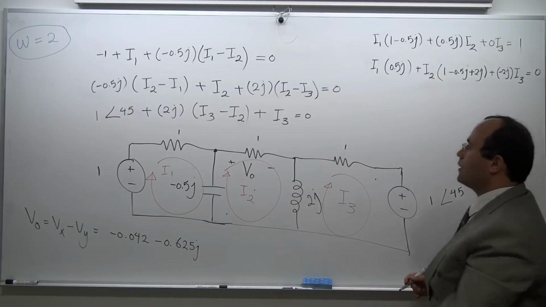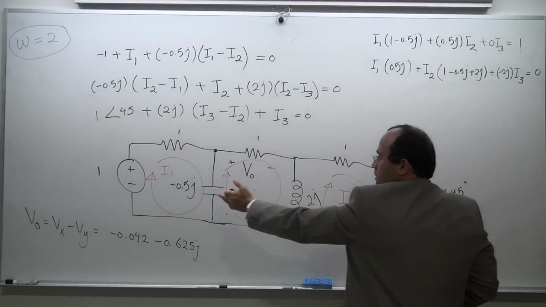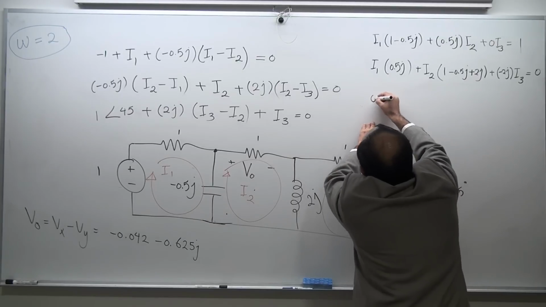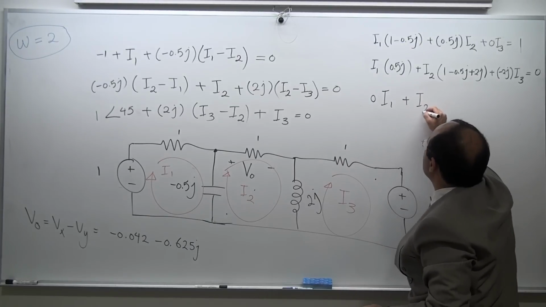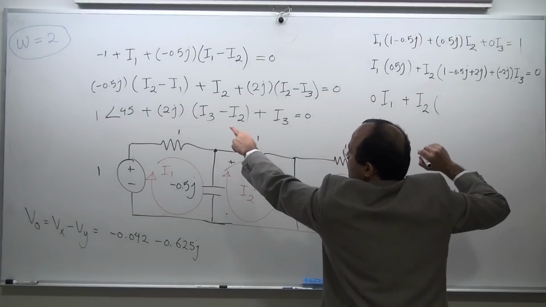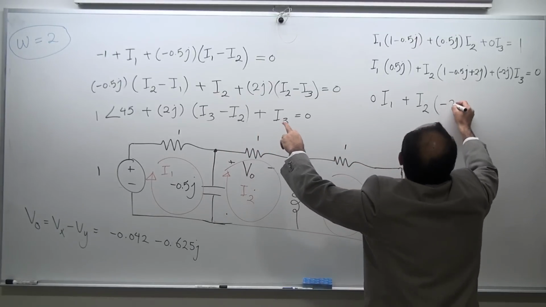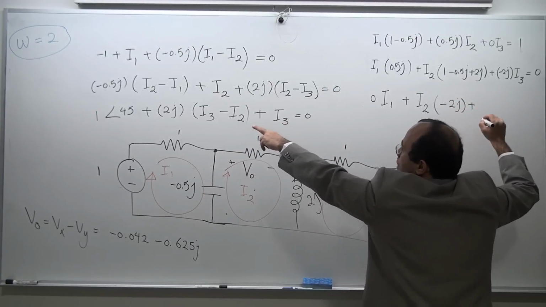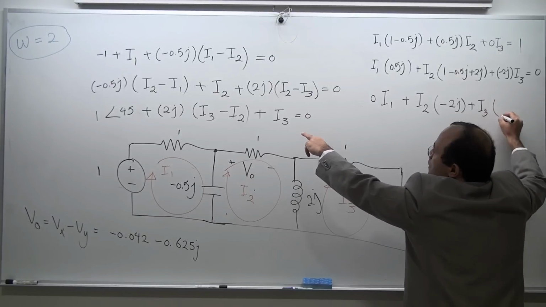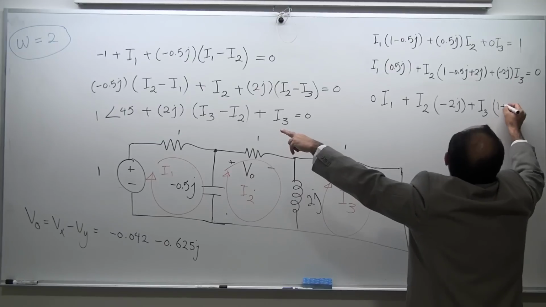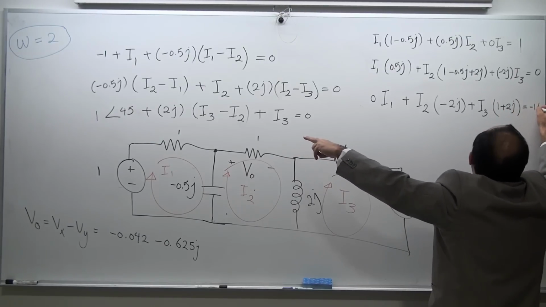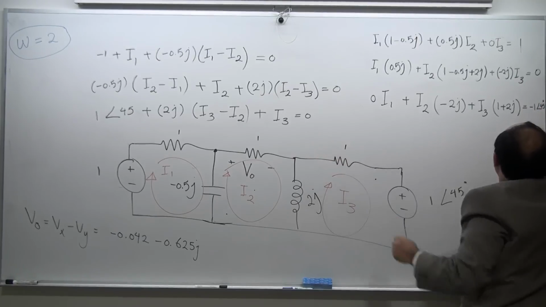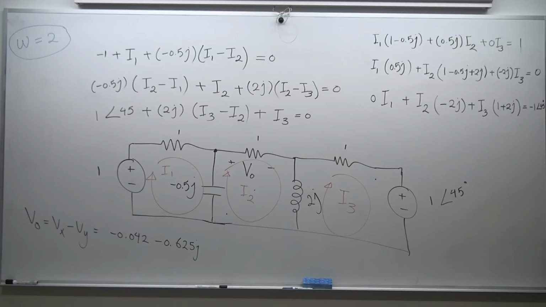Okay, now let's take a look at this one. I know that this loop is not interacting with this, so I'm not surprised that it doesn't have anything with I1. Let's take a look at I2. For I2, I only have minus 2J so far. And I3 is going to be 1 plus 2J. And the right hand side is going to be minus 1 angle 45. I hope I don't forget the minus because it's a bit too small. So it's minus 1 angle 45.